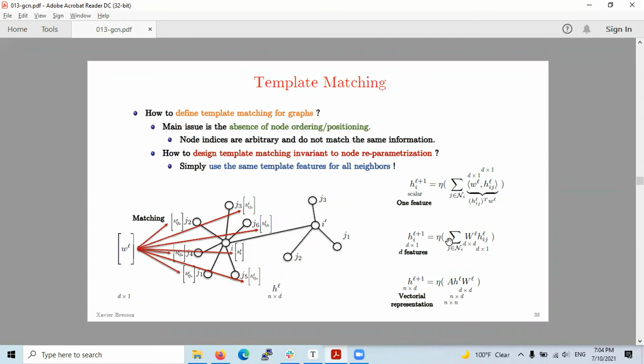Okay. So this is what template matching is. Again, this is invariant to node reparameterization. I mean, the node that is 1 for one person could be 10 for someone else. The template matching must be invariant to that, and it can simply use the same template features for all the neighbors. So this solves the issue of not being invariant in the spatial domain.